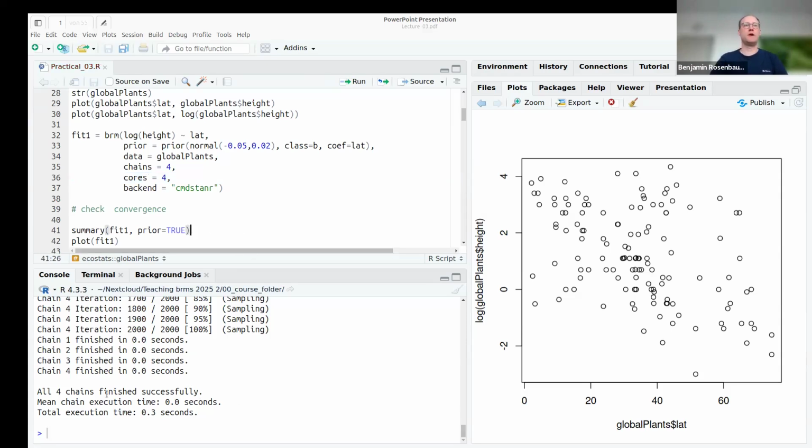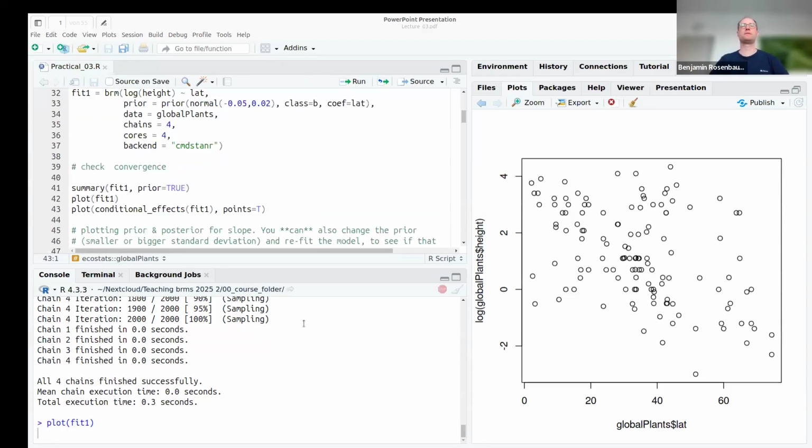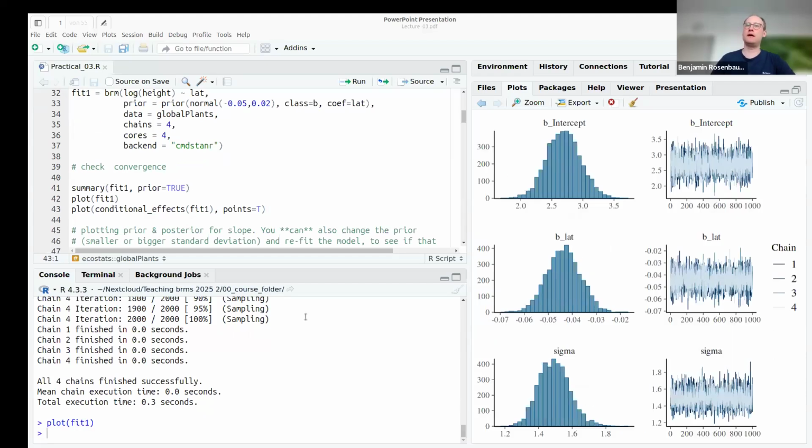Okay, we get no warnings. That's the first good sign. But we always look at the convergence, both looking at the model fit and seeing if we see the fuzzy caterpillar here. That's fine. So all the 4 chains behave similarly.